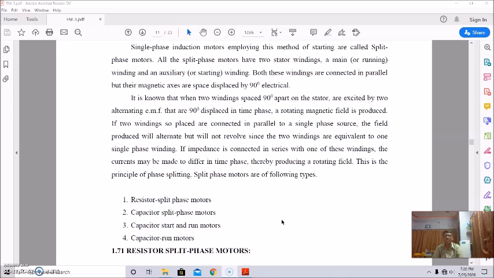So the split phasing is done by the following types: either resistor split phasing, capacitor split phasing, capacitor split phasing in starting and then running, and capacitor run motors. Okay, so one after another we'll discuss these split phase motors.